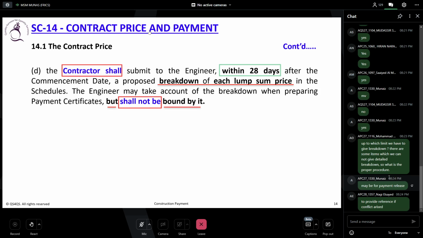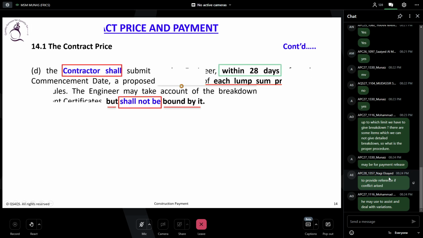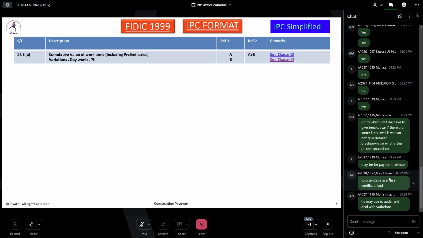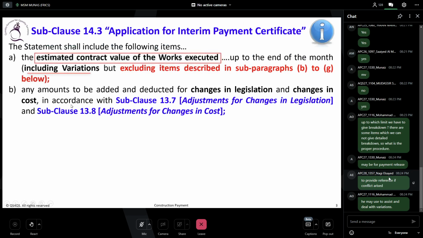Okay, so let's go back to our form. What we understood now is the value of the work done, including preliminaries, variation, day works, and provision. Now let's go to the FIDIC where we are stopping. So we understood the A. Now the B. What is B?